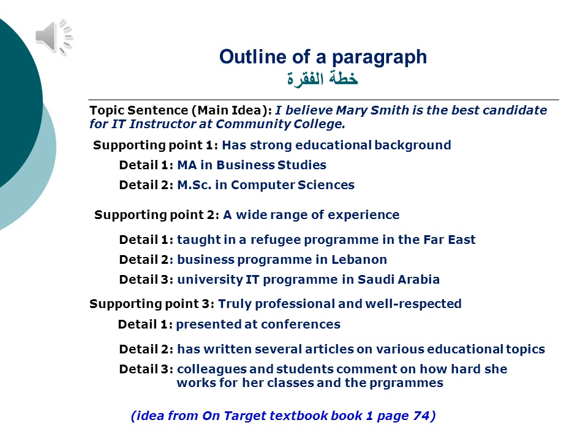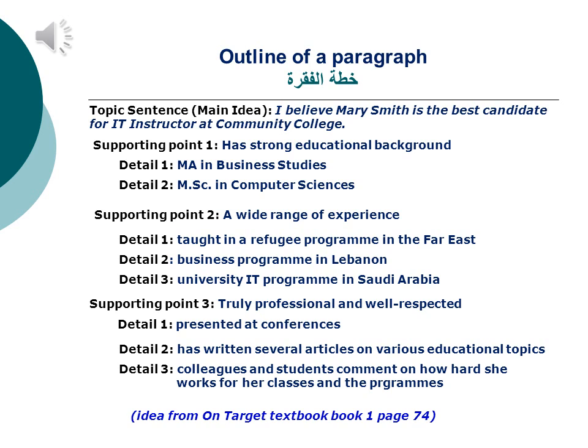The following is an example of an outline of a paragraph which the writer has written in order to write a complete report on why he thinks Mary Smith is the best candidate for IT instructor at community college. First, he has written the topic sentence, which is the main idea, and he has started by saying, I believe Mary Smith is the best candidate for IT instructor at community college. Then he has written supporting point 1 and has stated that she has strong educational background.